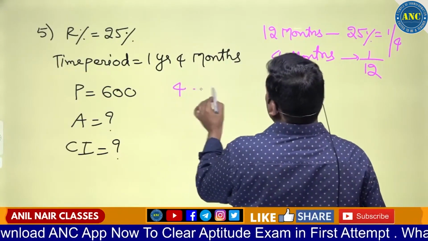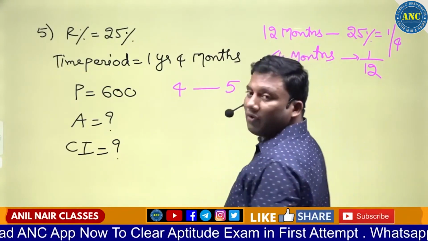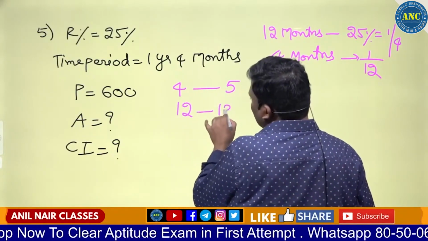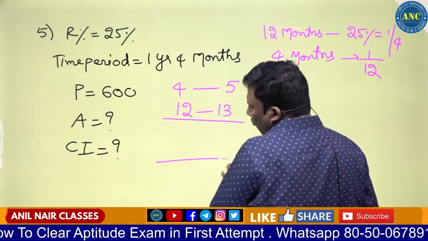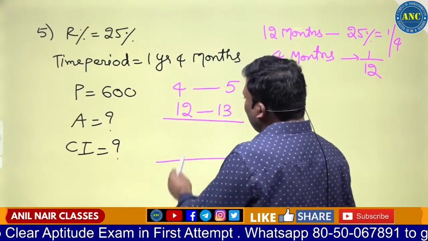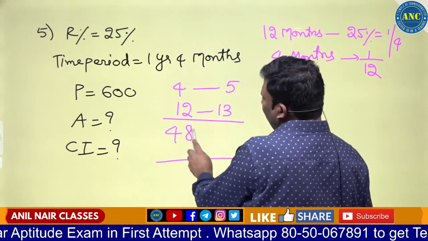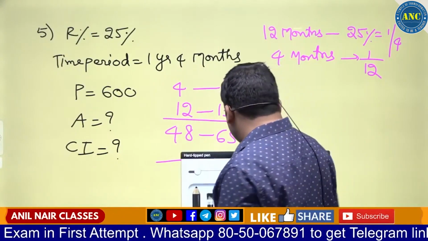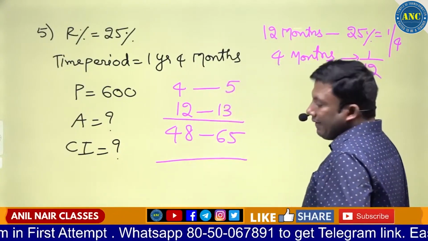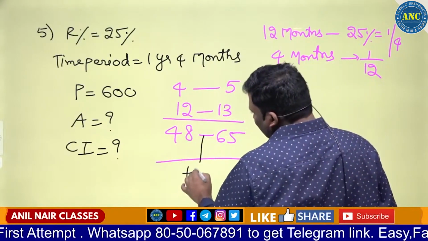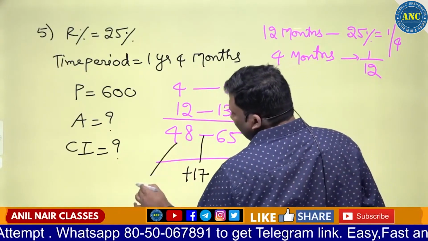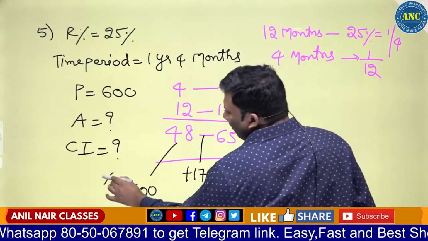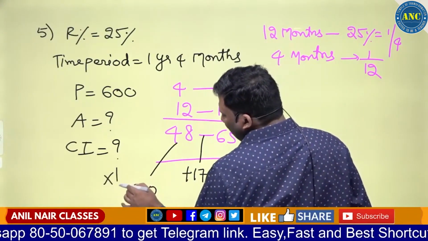So 4 is becoming 5. 4, increase by 1, becomes 5. 12 is increasing by 1, becomes 13. This is for 1 year, 4 months. 4 12s are 48. 5 13s are 65. 48 and 65, the extra is 17.